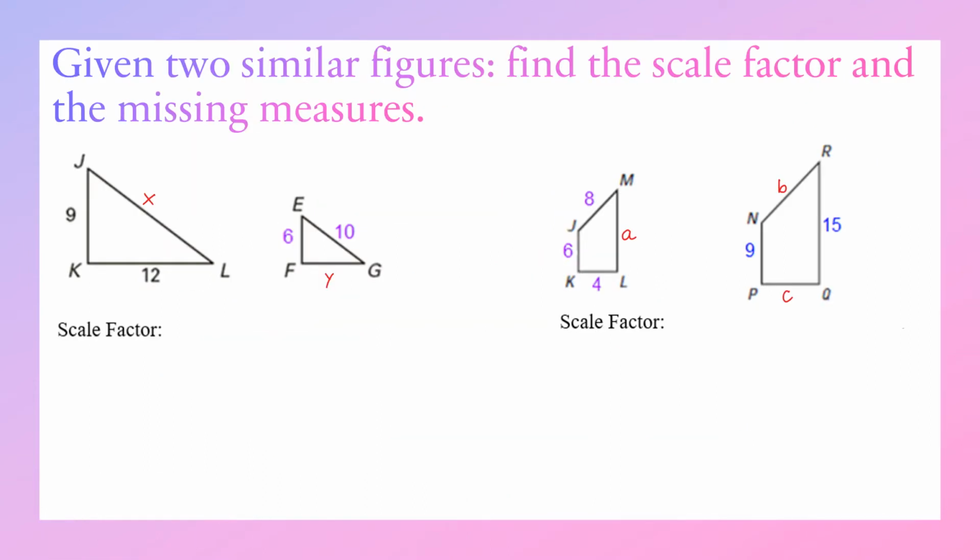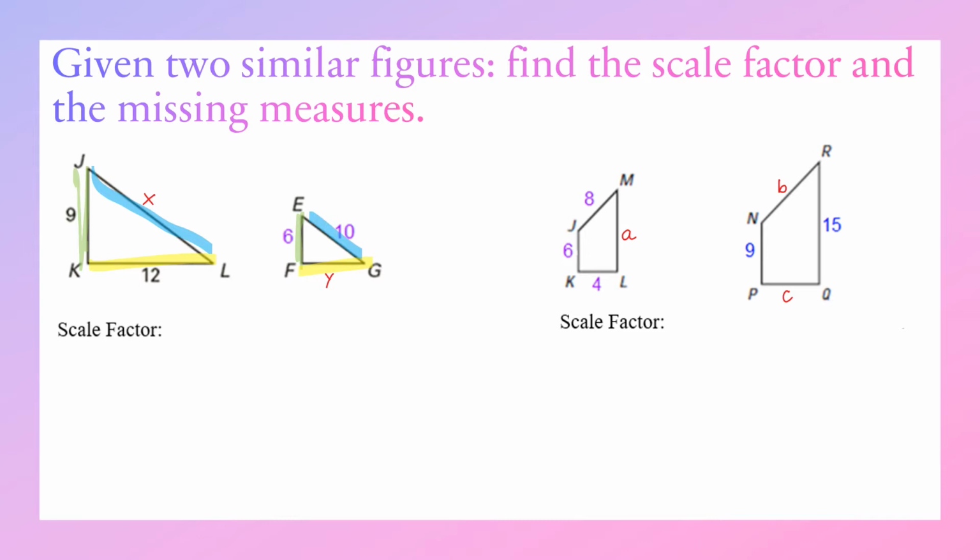All right, given 2 similar figures, find the scale factor and the 2 missing measures. So first of all, I'm going to line up my sides with the corresponding sides. These are put in the same direction for a reason. They didn't give us a similarity statement. So 9 and 6 go together, 12 and y go together, and then x and 10.